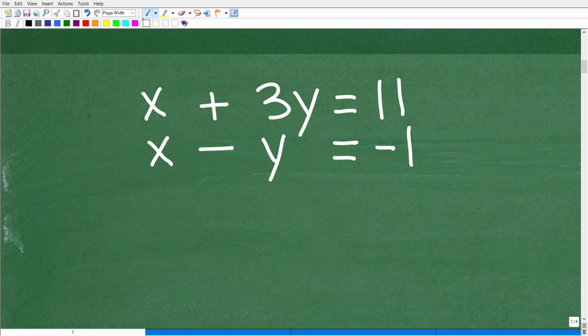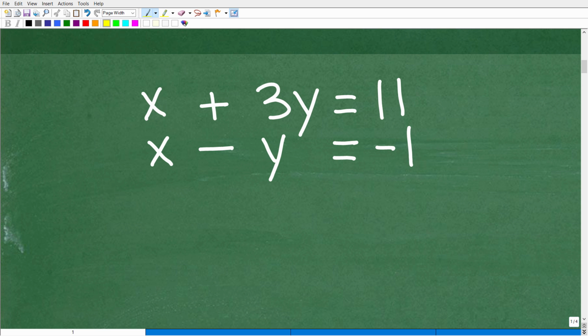The goal is to eliminate one variable. So how can I eliminate a variable? Well, I have an idea, and what we're going to do here is create opposites. I have an x here, I have an x here. I could just make this negative. If I made this negative right here, when I add this down, the x's go away. I would have 0x, or what I could do is try to make this a negative 3y, so when I add down, the y's go away.